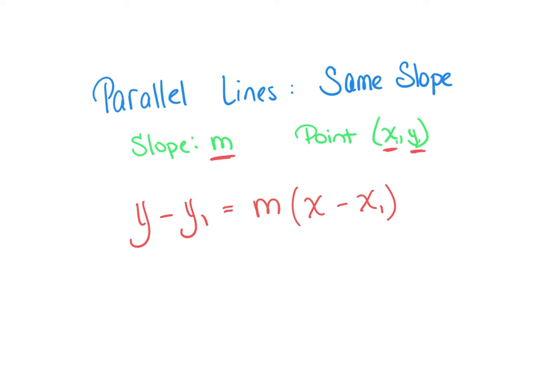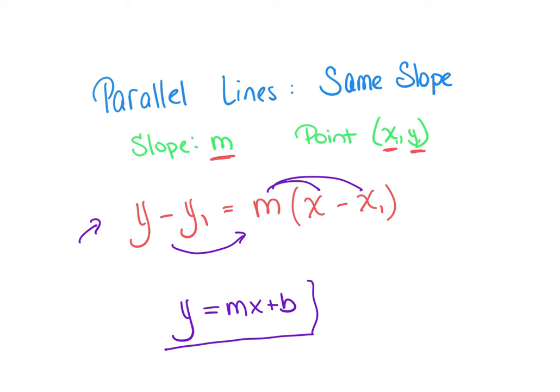They want your final answer in what form? Read your instructions. What is your final answer supposed to be in? Slope-intercept form, which means that you need to put this into y equals mx plus b. All right? So you're going to distribute your m, and you are going to move that y1 over after you distribute your m. You're going to get your y by itself. So your final answer should be in this form right here.